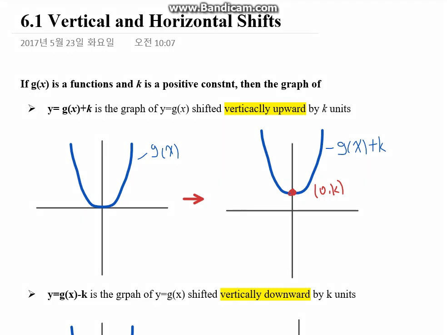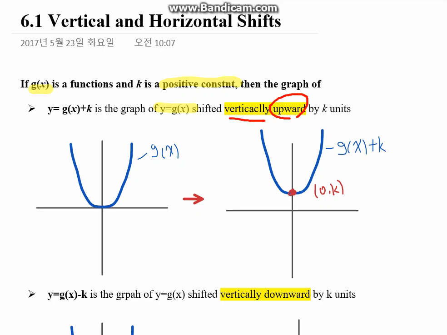So if we get into it, if g(x) is a function, sorry, that s shouldn't be there. If g(x) is a function and k is a positive constant, then the graph of y equals g(x) plus k, where k is a positive constant, is going to be the same thing as the graph of y equals g(x) shifted vertically upwards.